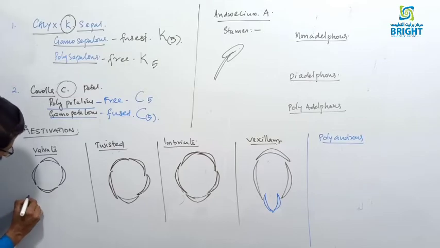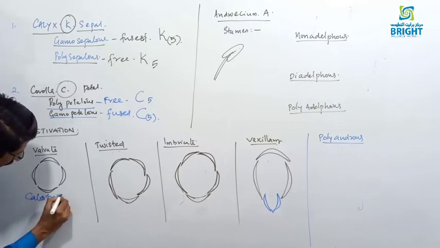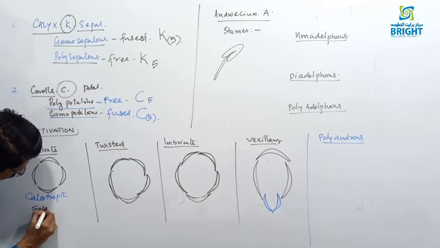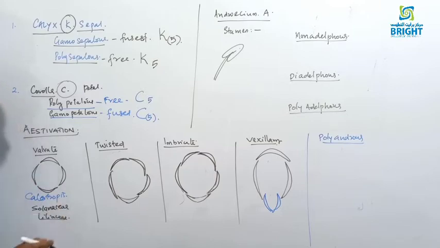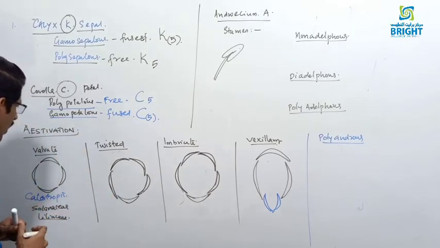The typical example, as per NCERT, is Calotropis. And we are studying the family Solanaceae and also Liliaceae. Members are with valvate aestivation. The sepals and also petals both show valvate aestivation.